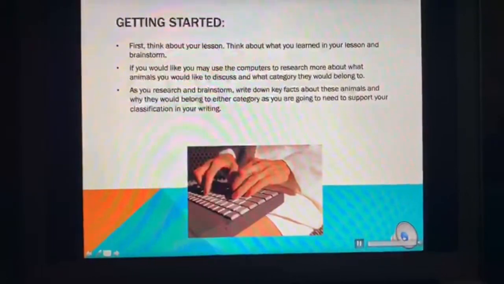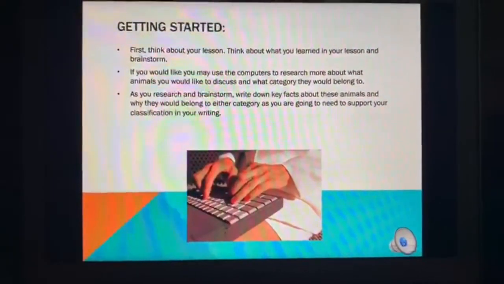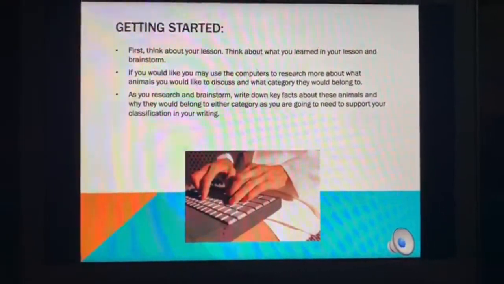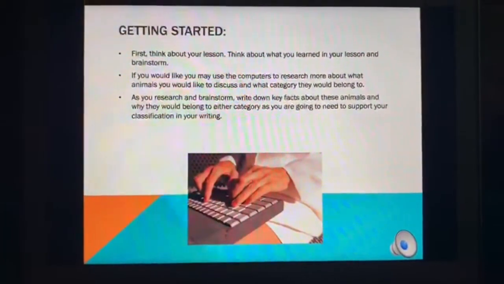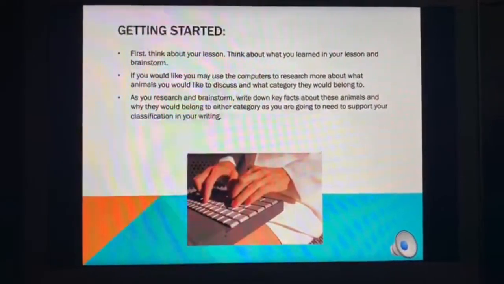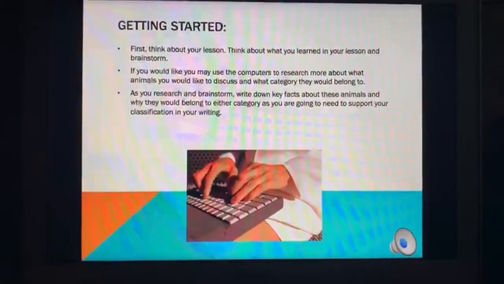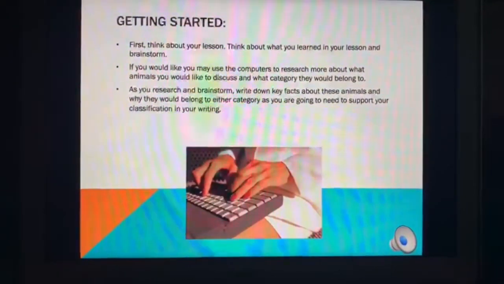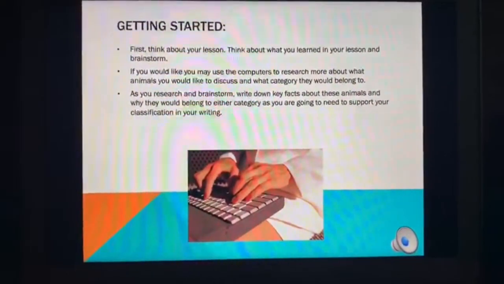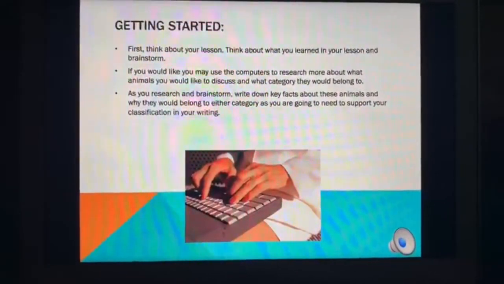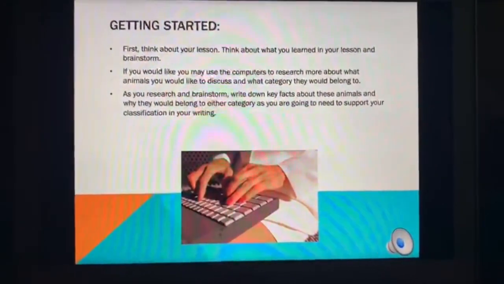I want you all to first think about your lesson and brainstorm. If you would like, you may use the computers to research more about what animals you would like to discuss and what category they would belong to. As you research and brainstorm, write down key facts about these animals and why they would belong to either category, as you're going to need to support this in your writing.